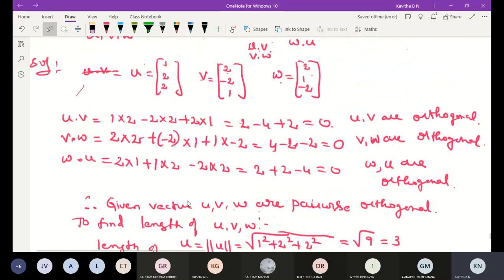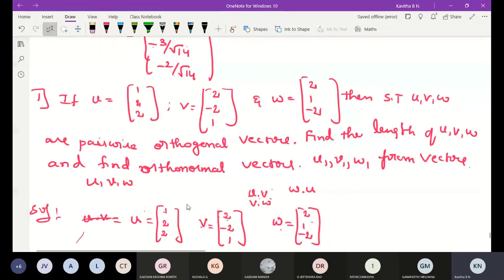Okay, here in the problem, what we have to show is that u comma v comma w are pairwise orthogonal vectors.